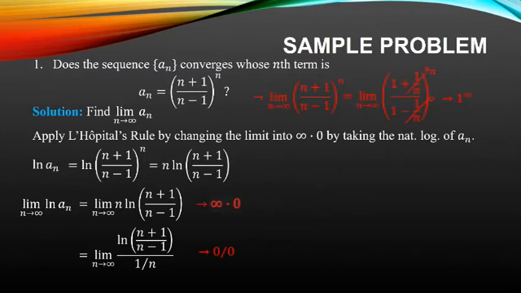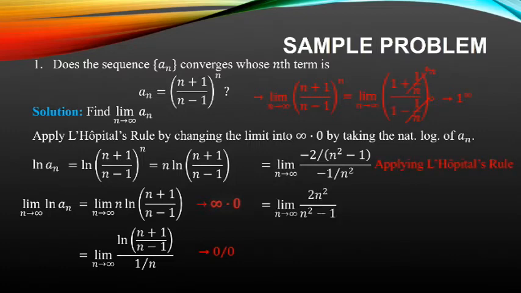Since now this is a quotient, we can use L'Hopital's rule. By taking the derivative, we have negative 2 over (n squared minus 1), all over negative 1 over n squared. So we take the derivative of both numerator and denominator, and then simplify. This is now equal to the limit of 2n squared over n squared minus 1, since the negatives cancel out and we take the means and extremes. So this is equal to 2 by taking the limits.